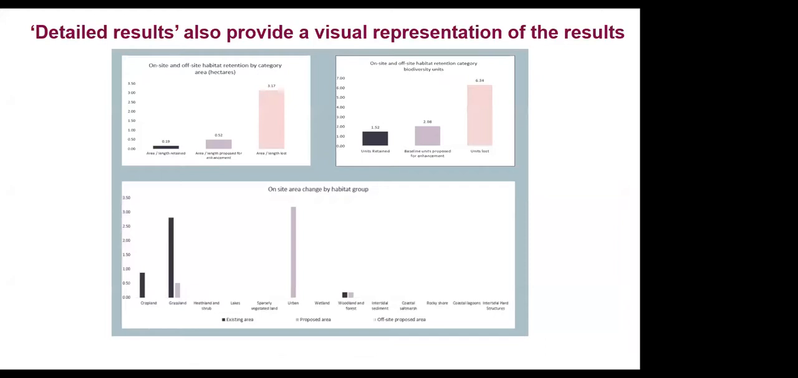So as I said, you get a visual representation with the detailed results as well. And this is just a quick snapshot of some of that, but sometimes it's quite useful just to be able to see in a graphic representation what's happening, where your changes are, where your gains and losses are across the piece. And it will cover on-site and off-site changes as well within the detailed results there.